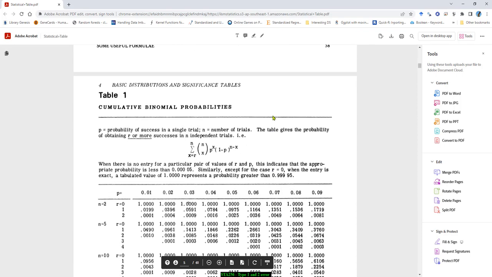But before we use the binomial distribution table, let's look at the description. Always look at the description first before we read the table. So the probability of success in a single trial, which is P, and the number of trials. The table gives the probability of obtaining R or more successes. Meaning from small to large.